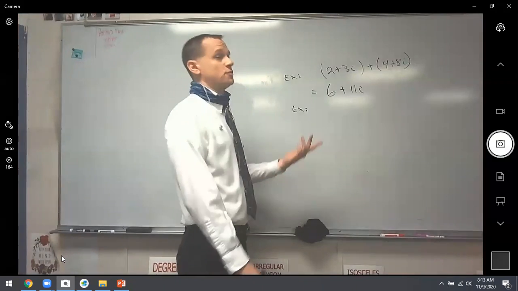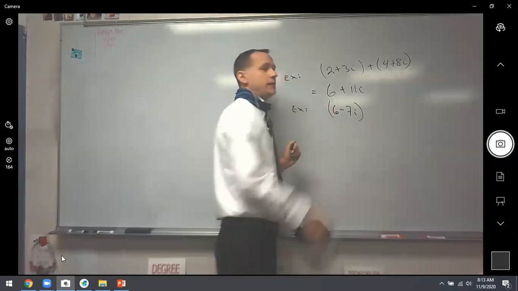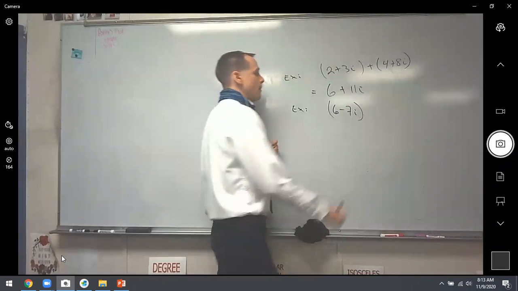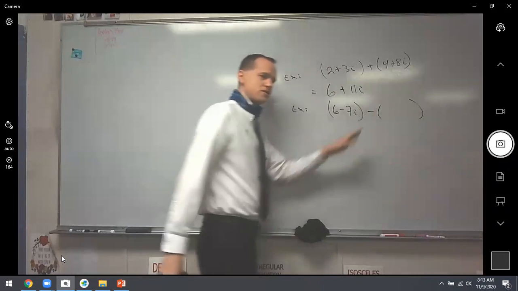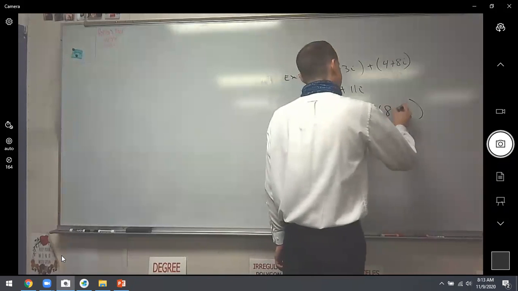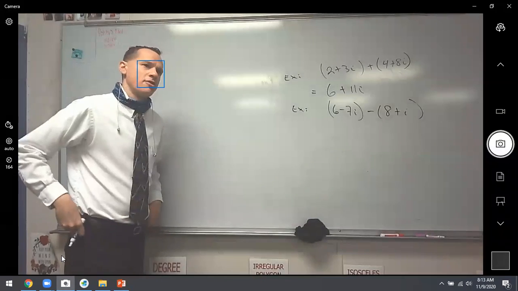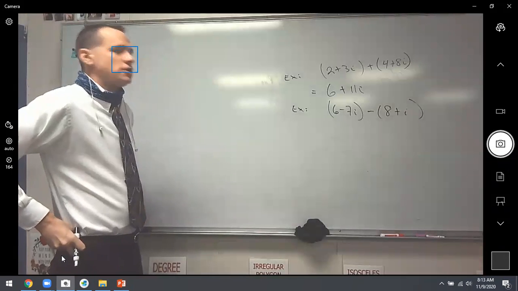Same thing works with the subtraction. So let's say I had 6 minus 7i minus, now this time this parenthesis actually means something because I'm subtracting this entire thing, 8 plus i or something like that. So here's a complex number minus another complex number. There's 2 ways to go about it.